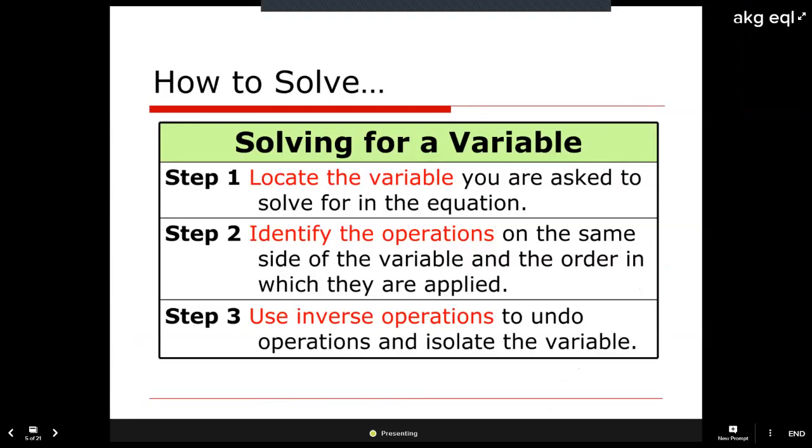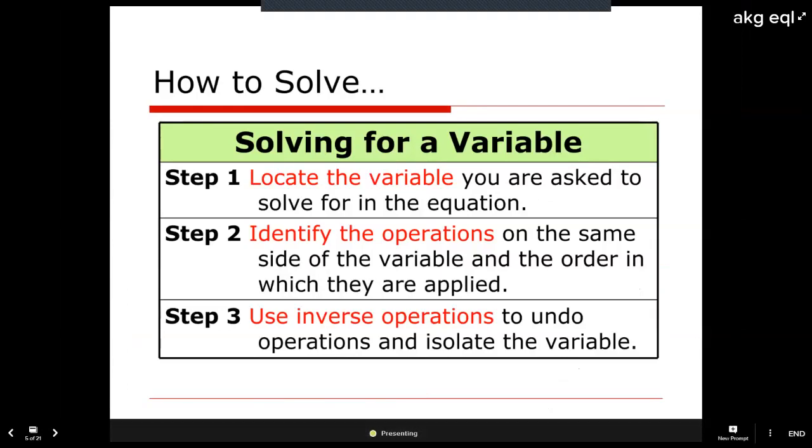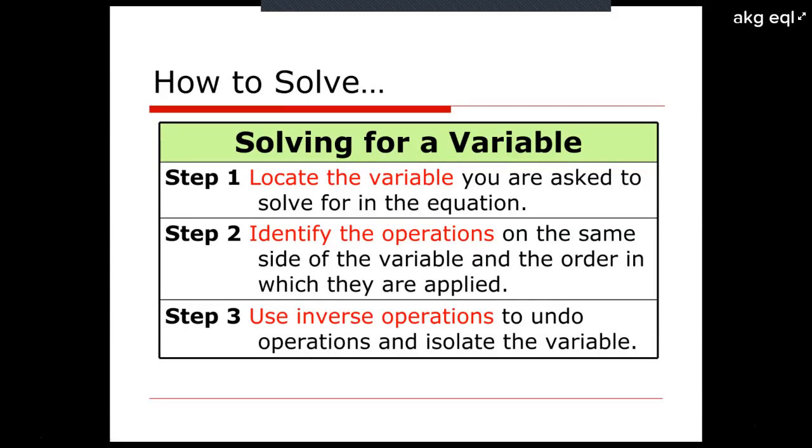All right, this is how we solve for a variable. Step 1, locate the variable you are asked to solve for in the equation. Step 2, identify the operations on the same side of the variable in the order in which they are applied. Step 3, use inverse operations to undo operations and isolate the variable. And when you use those inverse operations, it's the same as with a regular equation, where you're going to go the opposite of the order of operations.